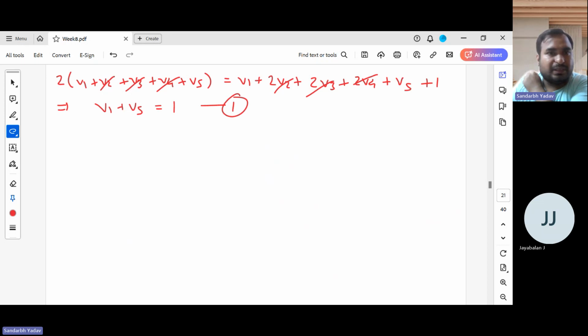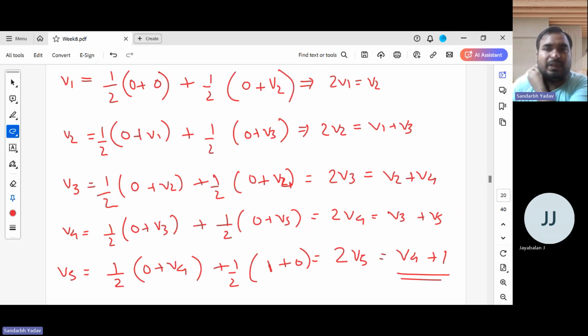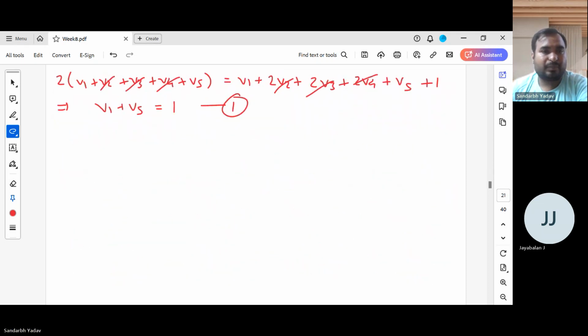Now we want to get another equation in V1 and V5 so that we can solve it. How can we do that? Suppose we know from here that V2 equals 2V1. Now we push that here, putting this value of V2, so it will become 4V1 equals V1 plus V3. From here we get V3 equals 3V1.